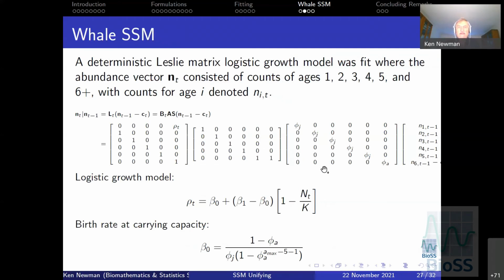Now, the original fitting of this model was done in a non-state space manner, where they basically specified that the abundance of whales at time t is a function of the abundance of whales at time t minus 1. And they wrote a Leslie matrix that included birth, aging and survival. That's what's here. And then there's harvest as well. They had this relatively complex process model underneath it all, but they didn't have any observation error built into that. So it's purely state process dynamics.